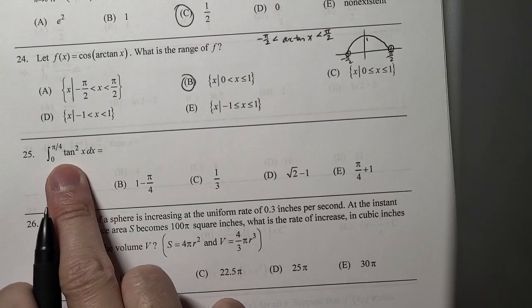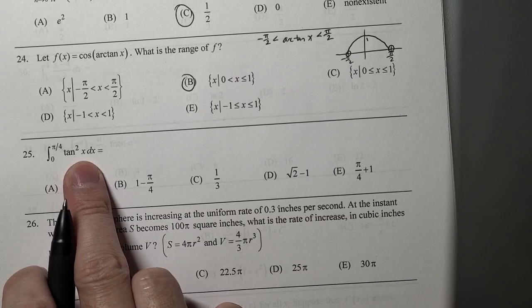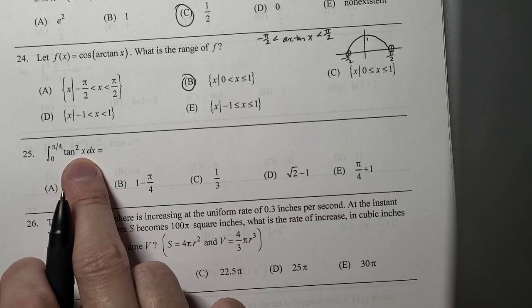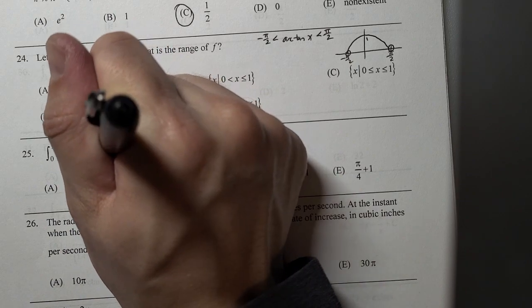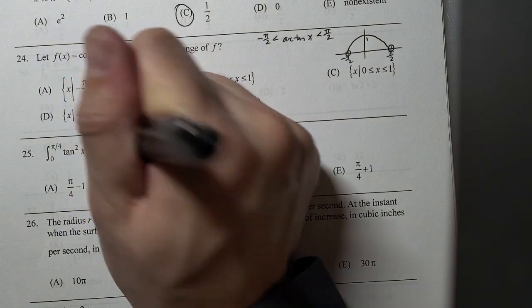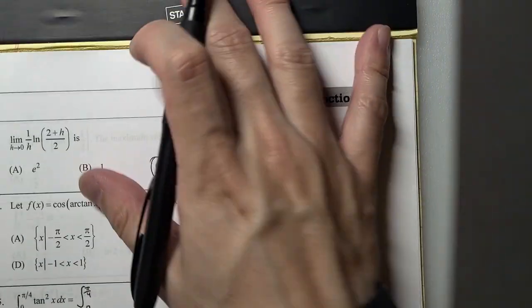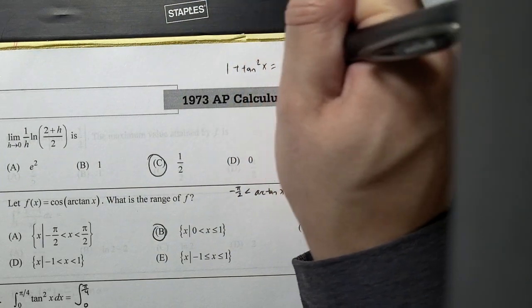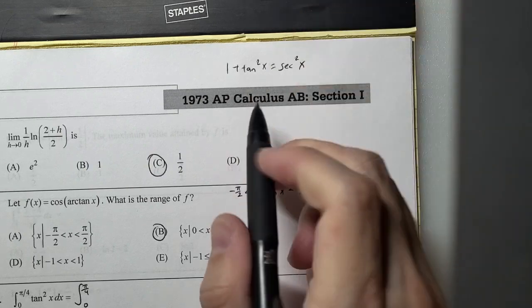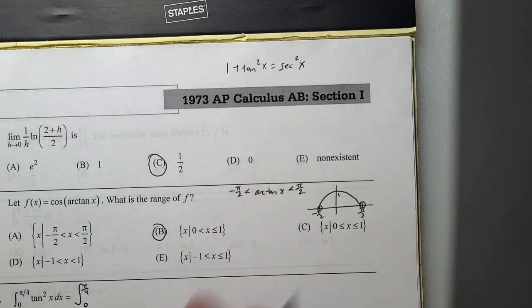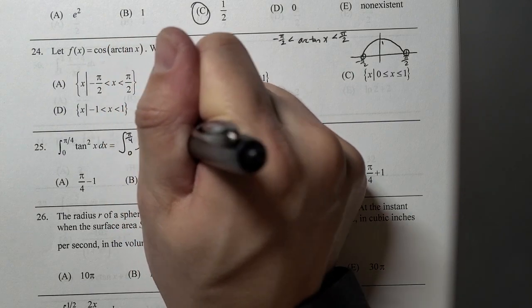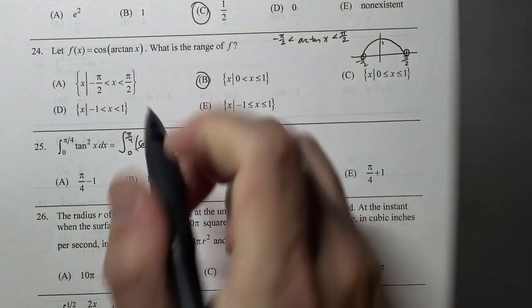Integral from 0 to pi over 4 of tangent squared x dx. How do we solve this? I immediately see that we can change this tangent squared. Well, we know the identity: 1 plus tangent squared x is secant squared x. So tangent squared is secant squared minus 1. So we can write it as the integral of secant squared minus 1 dx.